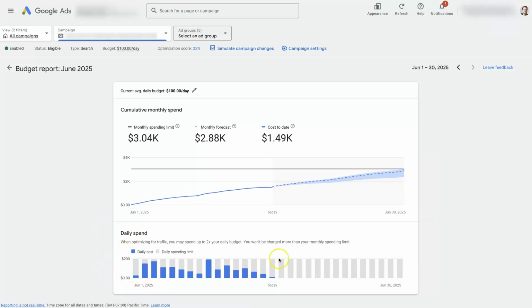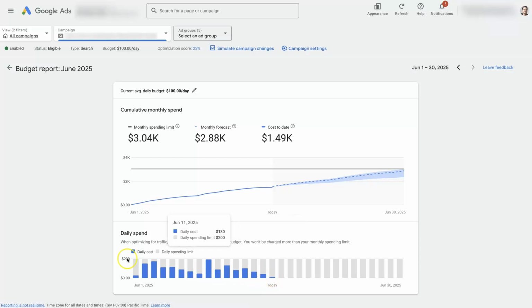Down here, you can see where it's saying you may spend up to 2x your daily budget in any given day, but you won't be charged more than your monthly spending limit. So what it's going to do is allow the budget to fluctuate up and down from day to day. Some days getting almost as high as 2 times the budget that we gave it for the daily budget. So we set it at $100 a day. It might spend up to $200 in any given day. But other days it might spend $30, $20.